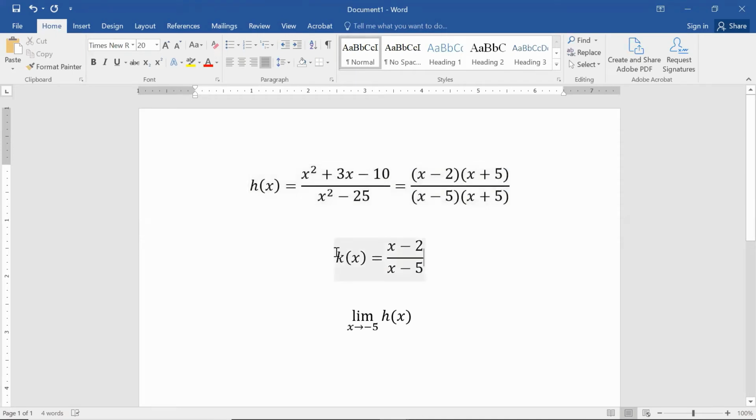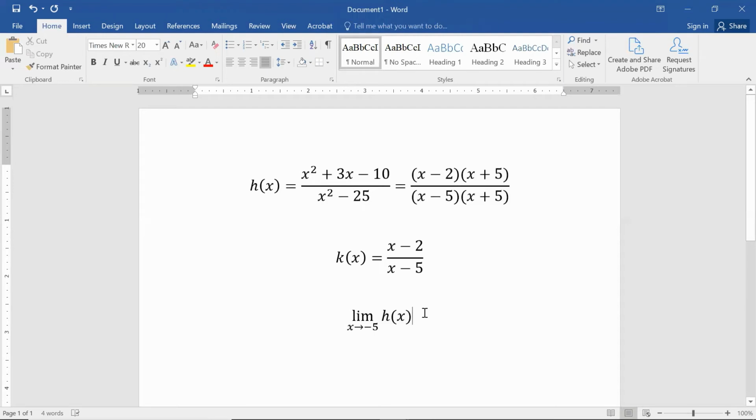That means k of x and h of x are going to be equal except when x is negative 5, because when x is negative 5, k of x is defined, but when x is negative 5, h of x is not. So essentially what we do is we create that.